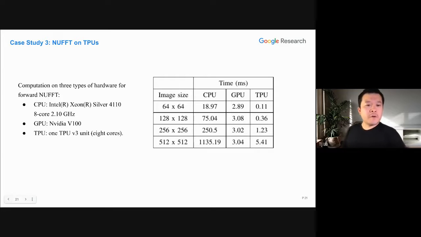Now let's look at the performance of NUFT on TPUs. We provide a table in this slide. The table presents the computation time of forward NUFT on 3 types of hardware: CPU, GPU, and TPU v3. From the computation time, it's shown that TPU achieves significant acceleration compared to CPUs, and the runtime on TPU is comparable to that of GPU.